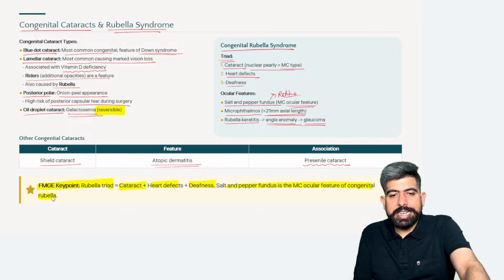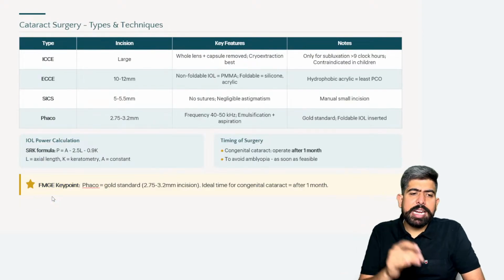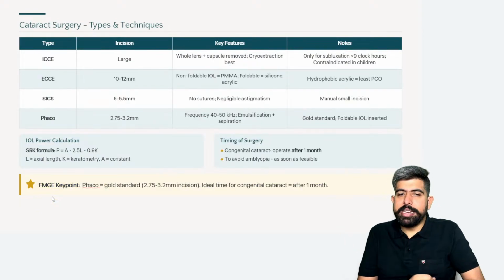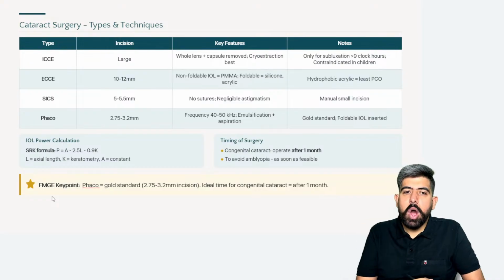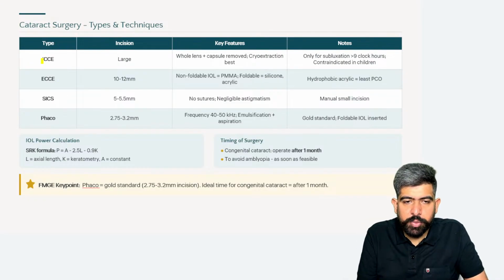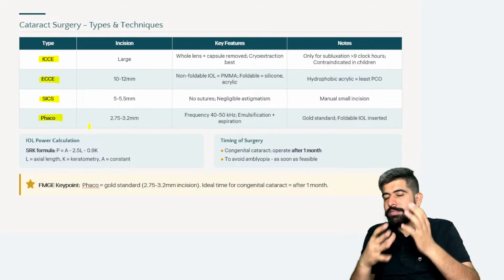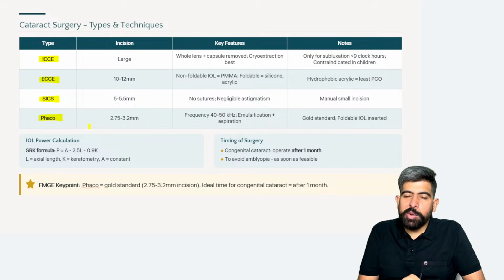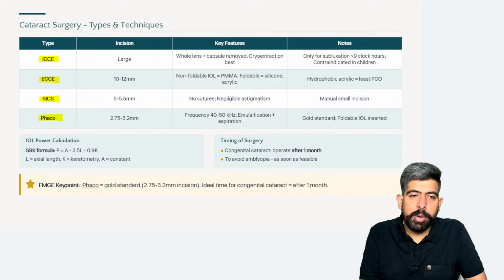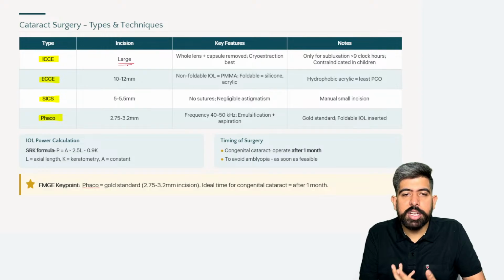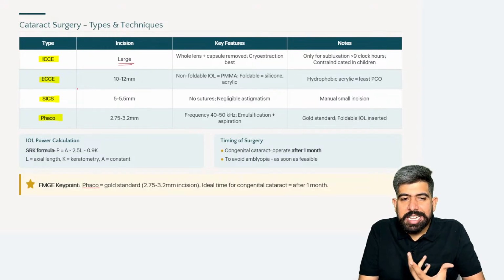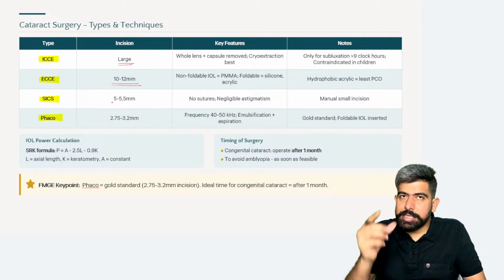Now, moving forward, we have cataract surgery. I compiled in a single table all the types of cataract surgeries: ICCE, extracapsular cataract surgery, small incision SICS, and phaco. We have to talk about the key features of every surgery and incision. Please remember, a large incision is given in intracapsular cataract surgery. In extracapsular cataract surgery, we have a 10 to 12 mm cut, and next we have SICS, which is the small incision.